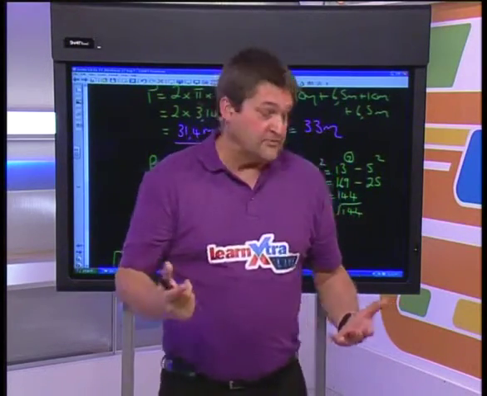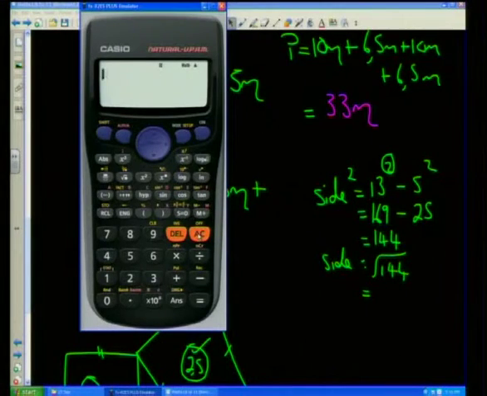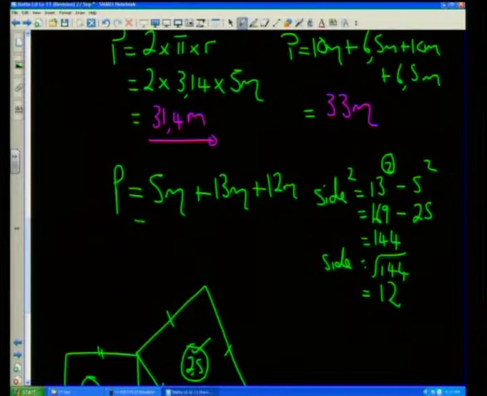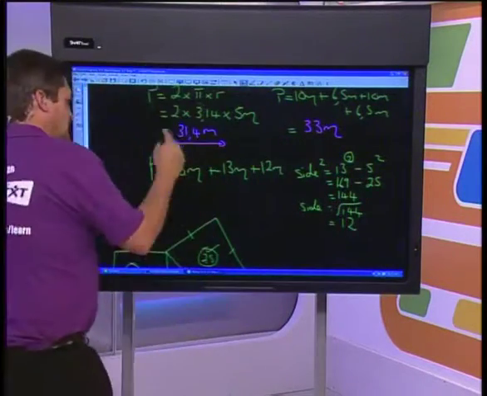Or I could do it on a calculator. Let's do that. We want to find the square root of 144, and our answer is 12. Now we know the length of the side: 12 meters. Now all we've got to do is add up all those sides. We knew one was 5, one was 13, and we've just discovered the other one to be 12. So let's go for it.